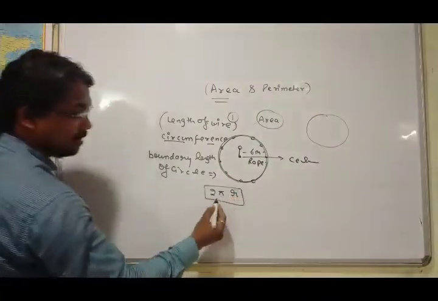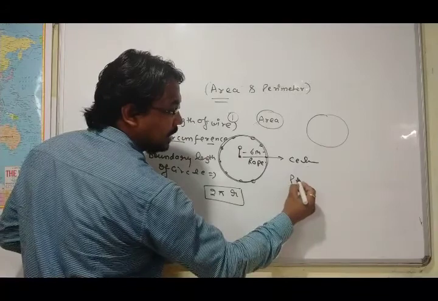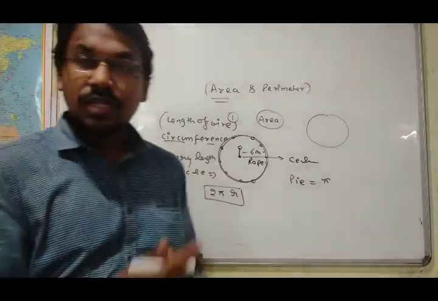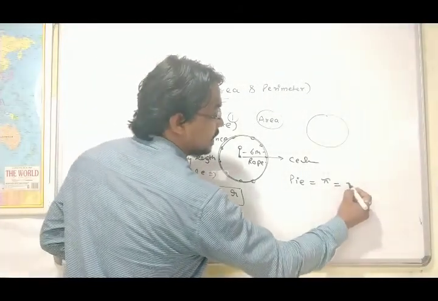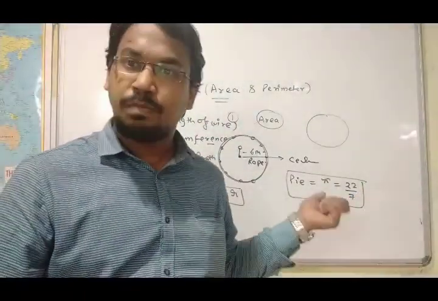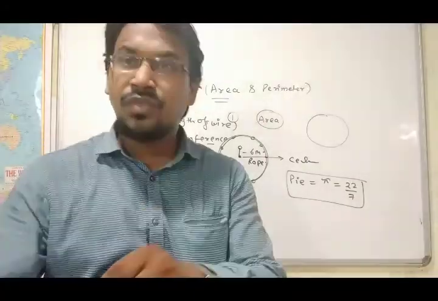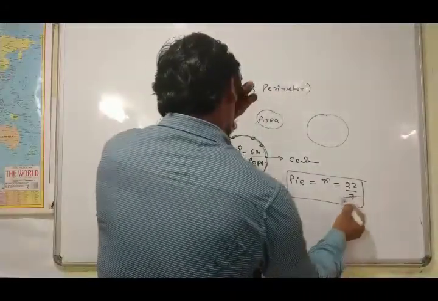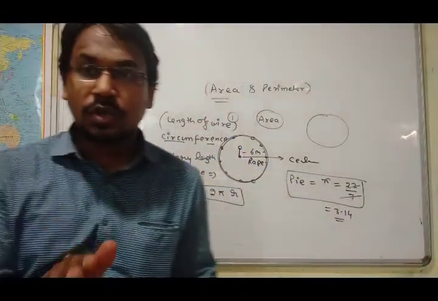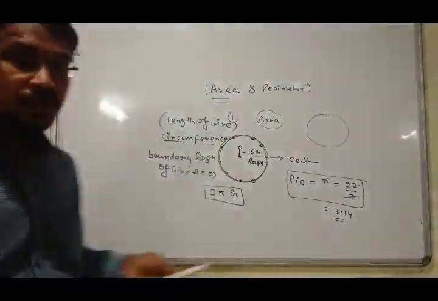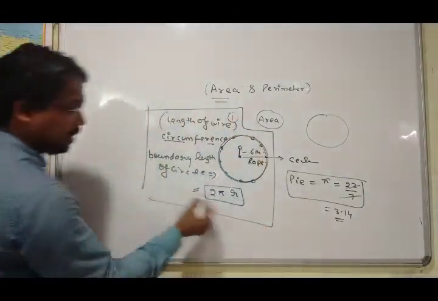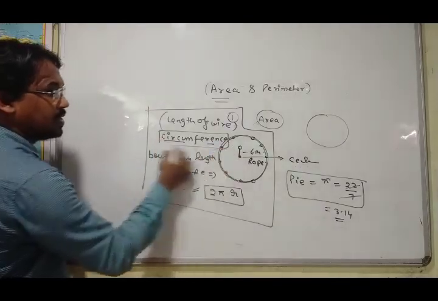In this formula, pi is measured by this kind of symbol. The value of pi is 22 upon 7. All my dear students, please learn the value of pi. It is 22 upon 7, and when you divide like this, it will come 3.14. I am taking the approximate value of pi. Now this will be the length, also called the circumference of the circle.